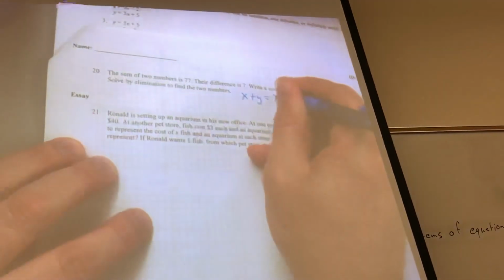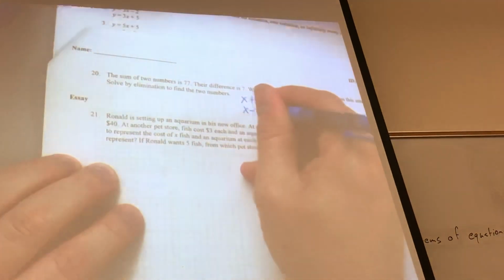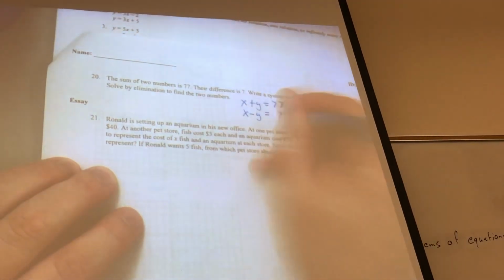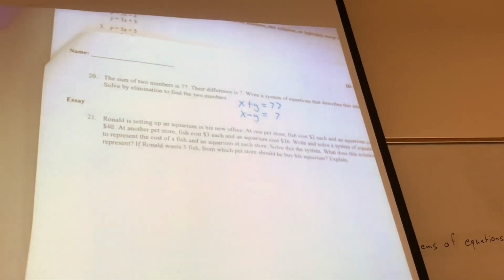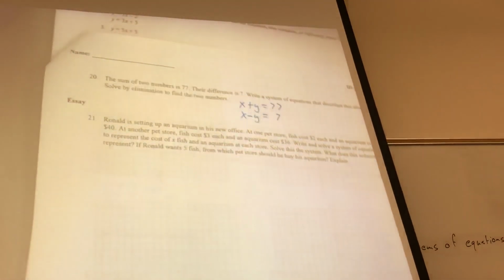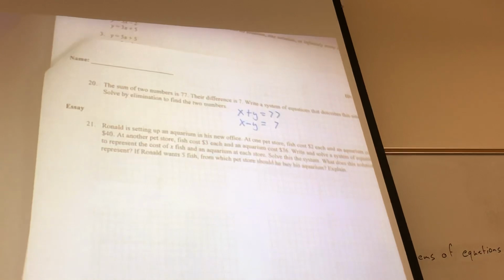Number 20, sum of two numbers is 77. X plus y equals 77. Their difference is 7. Difference means you're subtracting. X minus y equals 7. Write a system of equations. There it is. And then solve by elimination to find the two numbers.